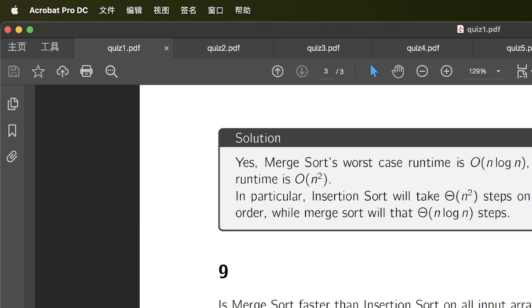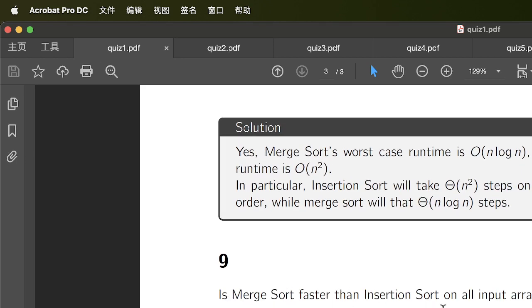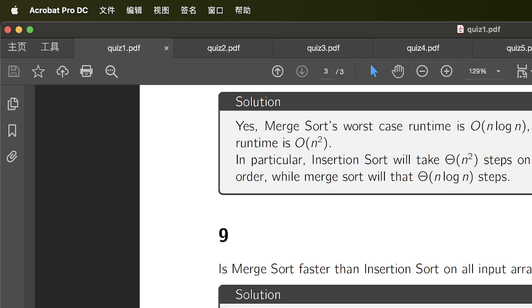Okay, number 9. Is merge sort faster than insertion sort on all input arrays? We couldn't say that. The answer is no, right? Because like we said, merge sort is O of n log n, and insertion sort, although its worst case is n squared, also has a best case runtime of O of n.